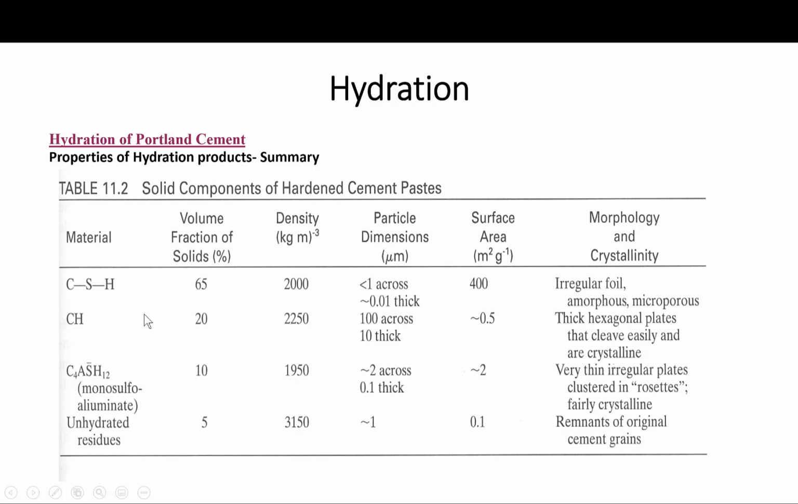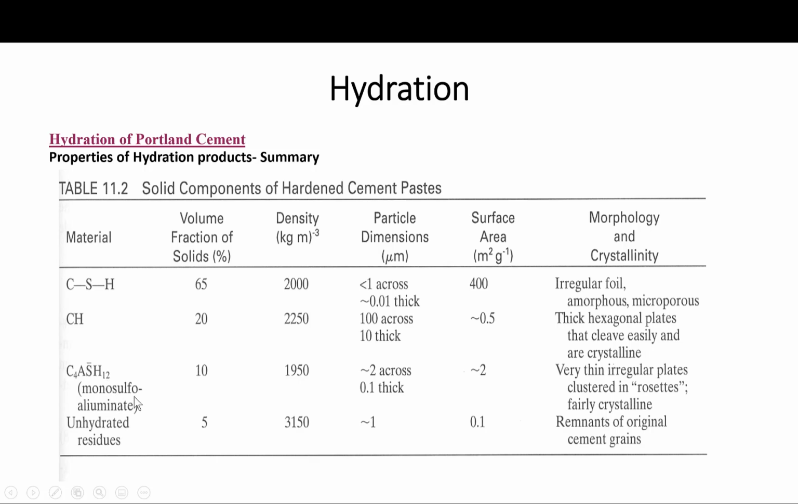The calcium hydroxide, about 20% of the solid volume. Density 2250 kilograms per cubic meter. Its dimensions about 100 micrometers across and 10 micrometers thick. Surface area very low, as you can see. Its morphology, thick hexagonal plates that cleave easily, and they are well crystalline.